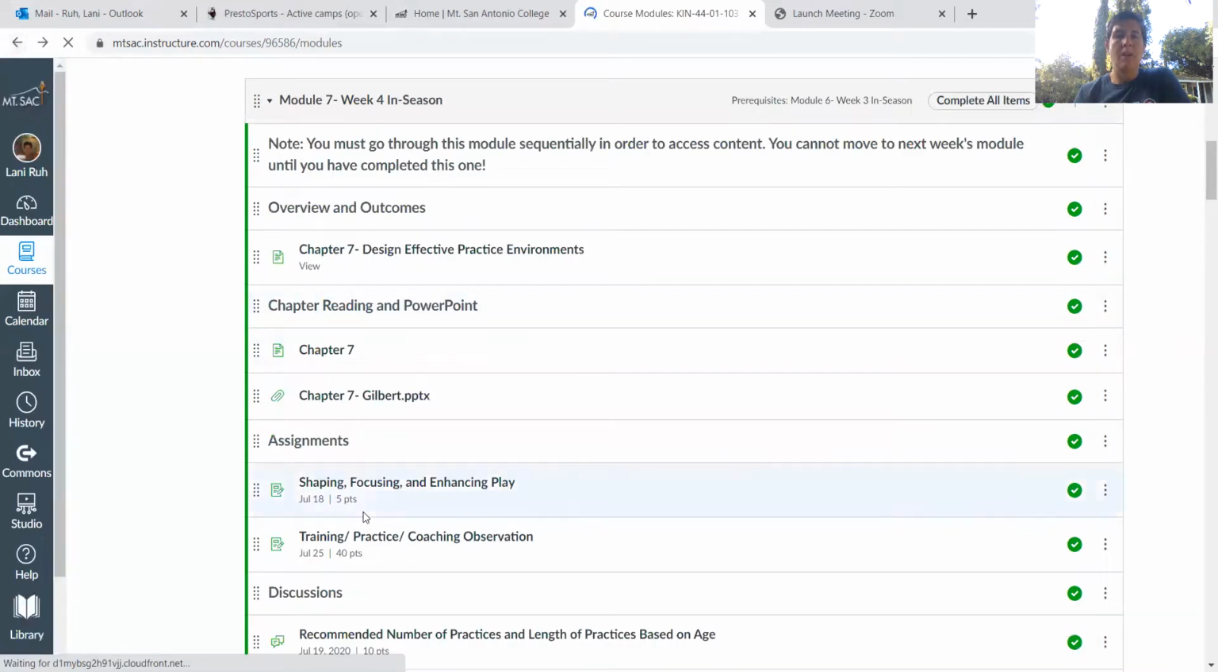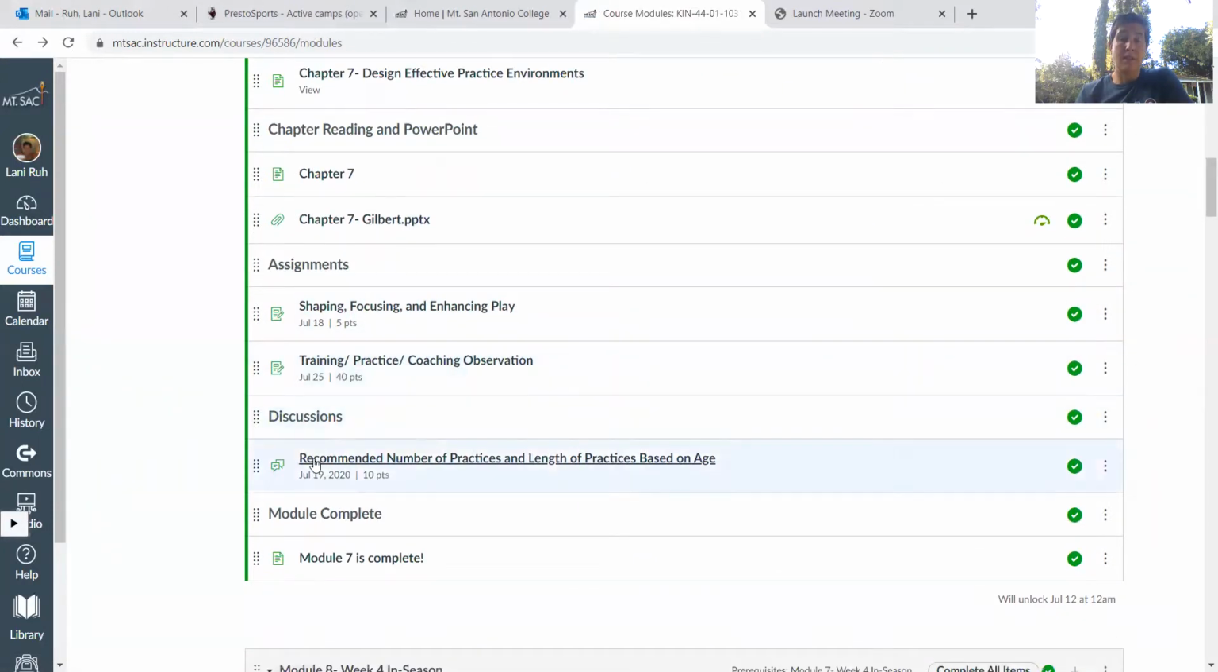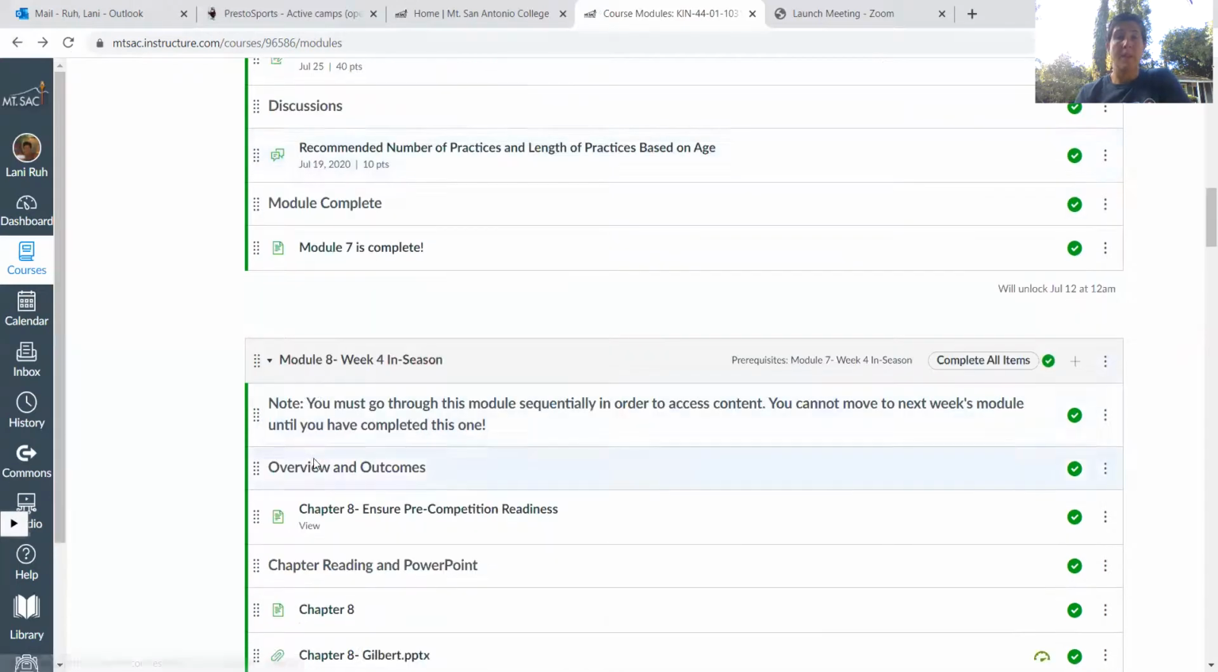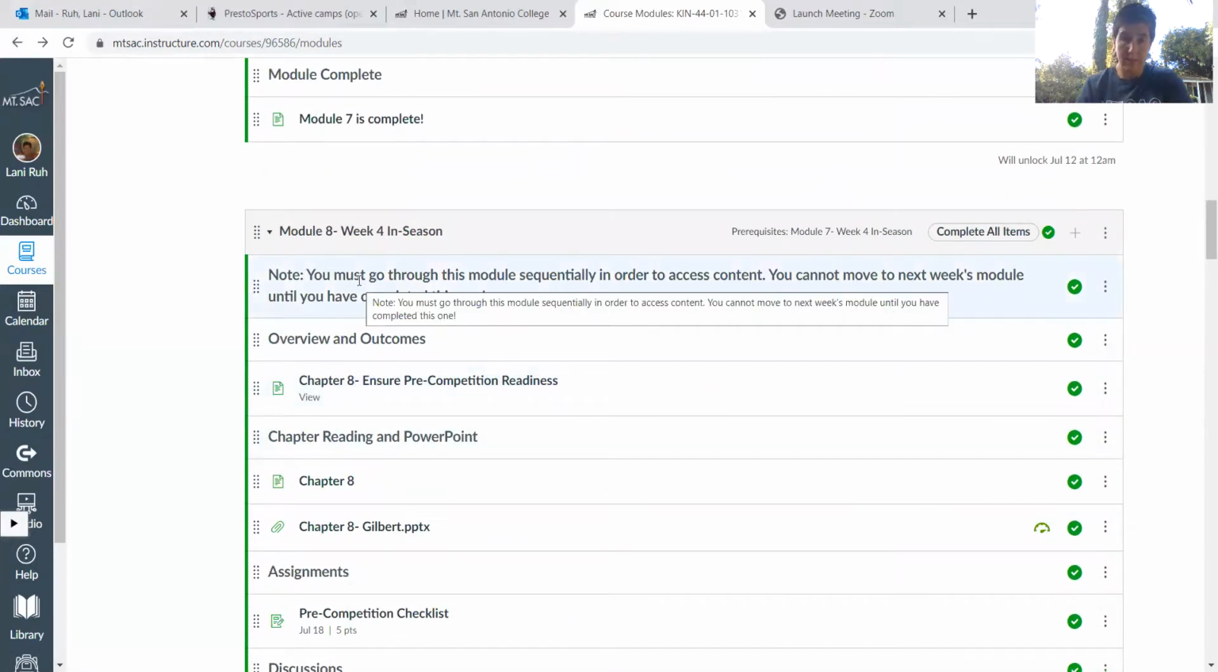Okay, there we go. So that's the training, practice, coaching observation, and that again is not due until July 25th. There's going to be discussion on recommended number of practices and the length of practices based on your athletes' age. And then that one's complete. Then we're going to week 8, still in season.